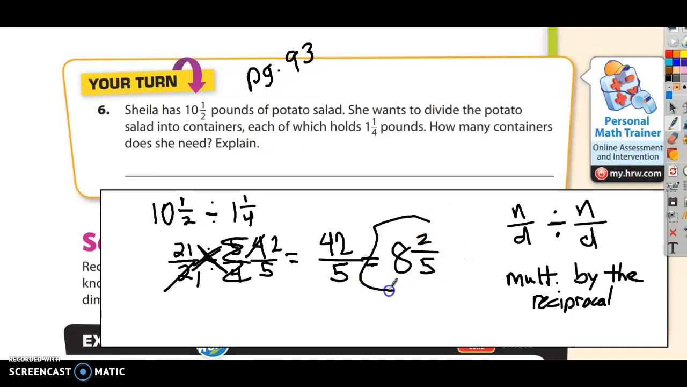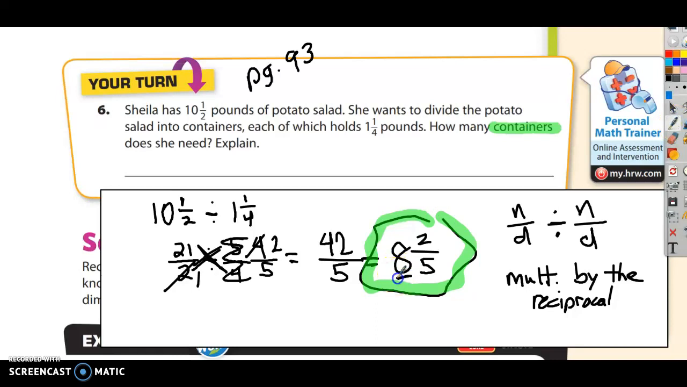It's not exactly 8 2/5, though, because of the way the question is worded. So let's go check out. It says, how many containers does she need? I could write 8 2/5 containers. 8 2/5 is the answer. I'm not trying to say it's not. 8 2/5 is the answer. But it says how many containers does she need? So let's think about it.